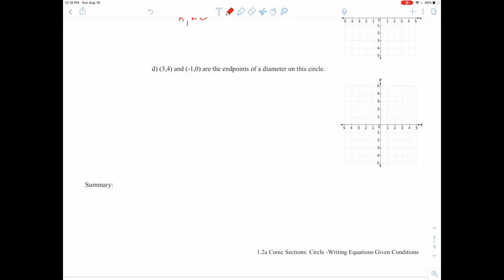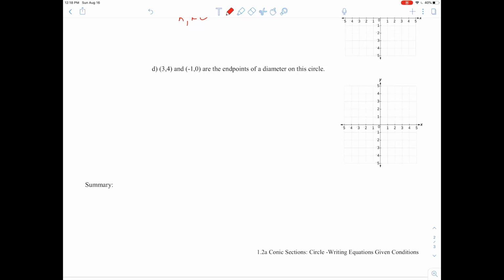And so we're writing the standard equation of a circle, which means that we have to have the center and the radius, and we don't have that. We have 2 endpoints. We have a diameter, which means that those points are on the circle. And if we were to find the midpoint of that diameter, we could find the center.